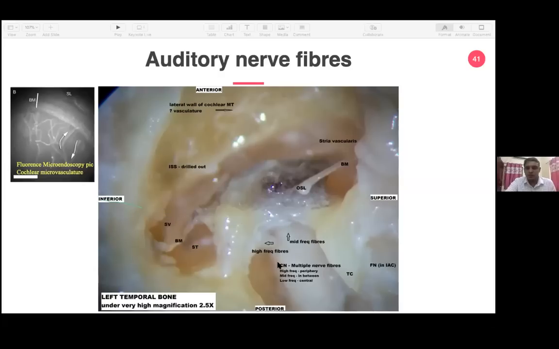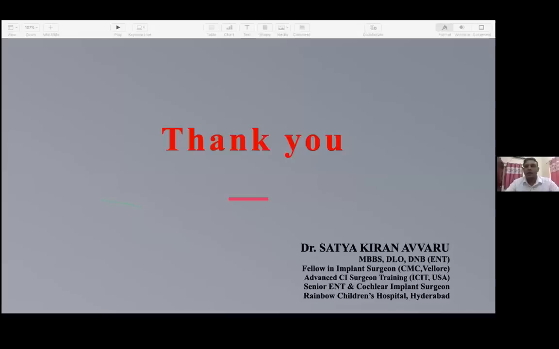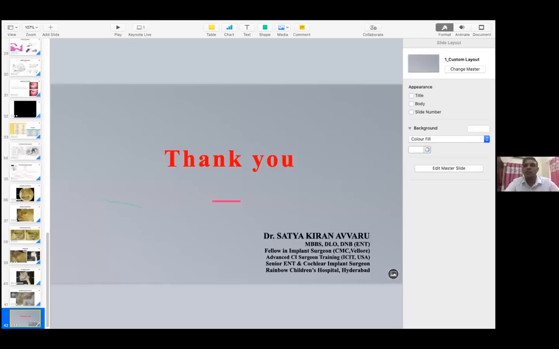And the nerves, you can see this nerve is different from this nerve. This is the mid frequency nerve fibers and this is the high frequency nerve fibers. The apical frequencies are in the center, like a whirl. The peripheral nerve fibers are the high frequency ones which come from the basal turn. The mid frequencies are from the middle turn, and the apical turn fibers are from the lower frequencies which occupy the center of the cochlear nerve. So that is what we have, and I would be very happy to take any questions.